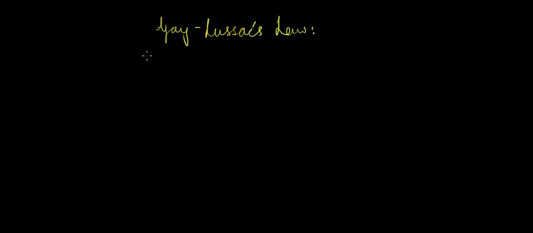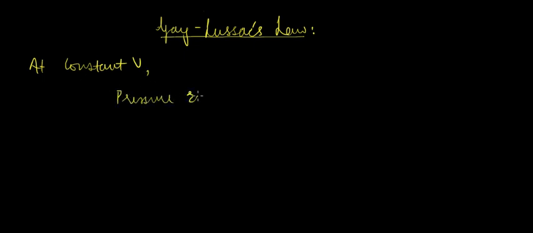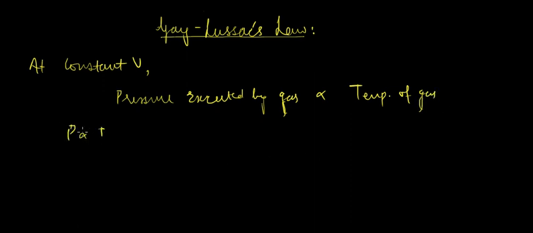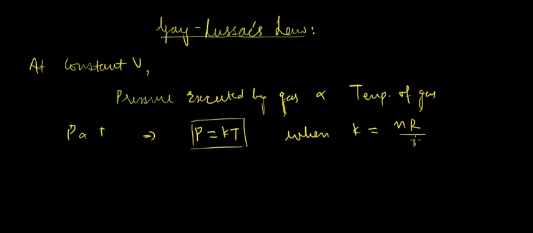Gay-Lussac's law, which states that at constant volume, pressure exerted by gas is directly proportional to the temperature of gas. Okay, or we can say that P is directly proportional to T. So this implies P equals KT, where K equals nR by V.